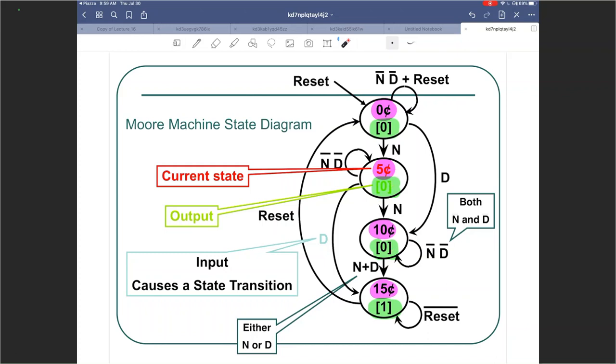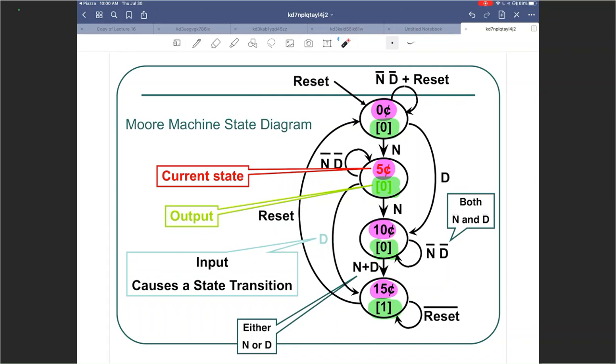Next one is the third state here, which is 10 cents. The vending machine has 10 cents. You could have reached here by putting in 2 fives or 1 10. But if you are here and you don't give anything, both N complement and D complement, so you're not giving it anything, what happens? It stays there. No nickel, no dime.